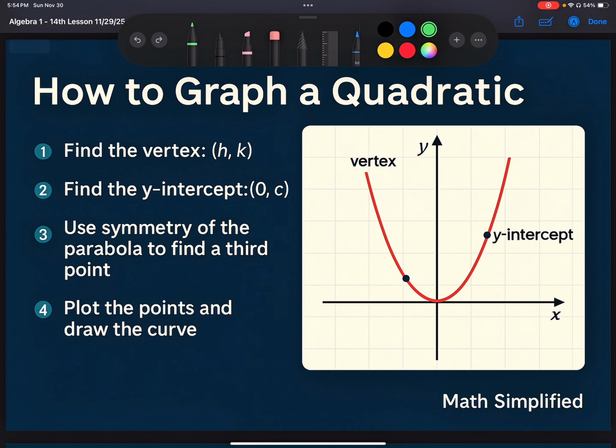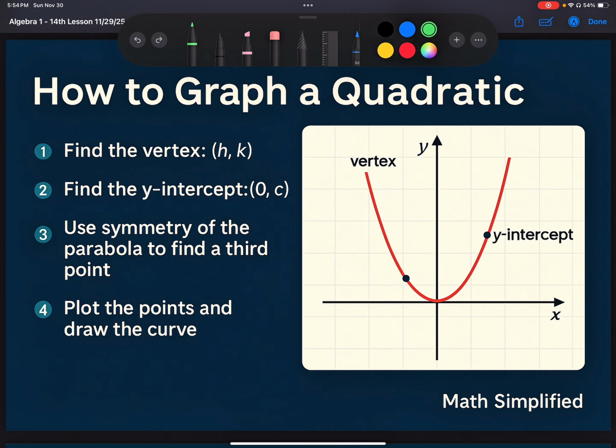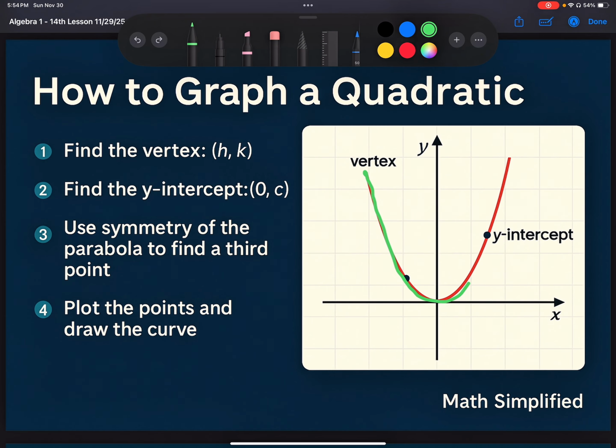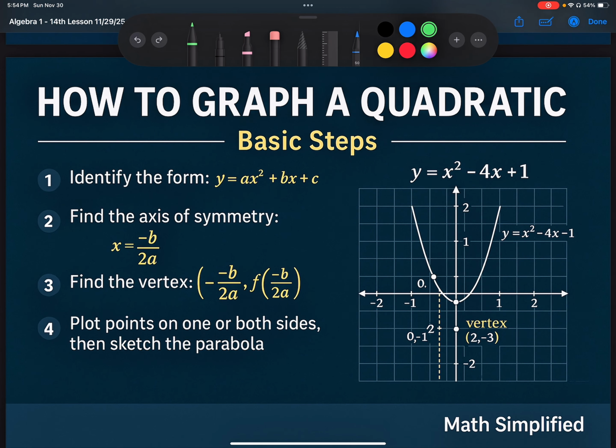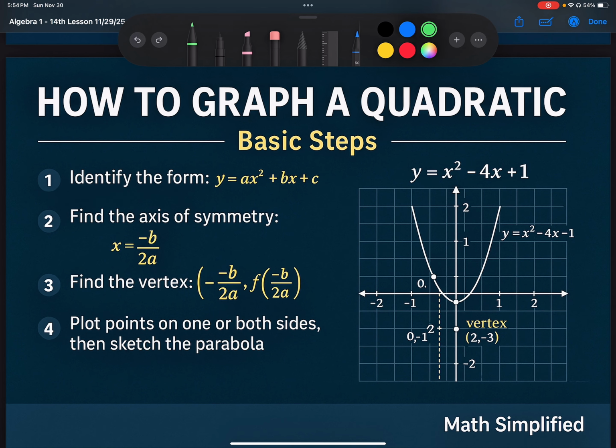So how to graph a quadratic? Find the vertex, that's the first step. Then find the y-intercept. Use symmetry of a parabola to find a third point, and then plot the points and draw a curve. So the curve would be something like this. Here you have more steps: identify the form y equals ax squared plus bx plus c. Find the axis of symmetry, x equals negative b divided by 2a, and then find the vertex using this formula, and then plot points on one or both sides and sketch the parabola.